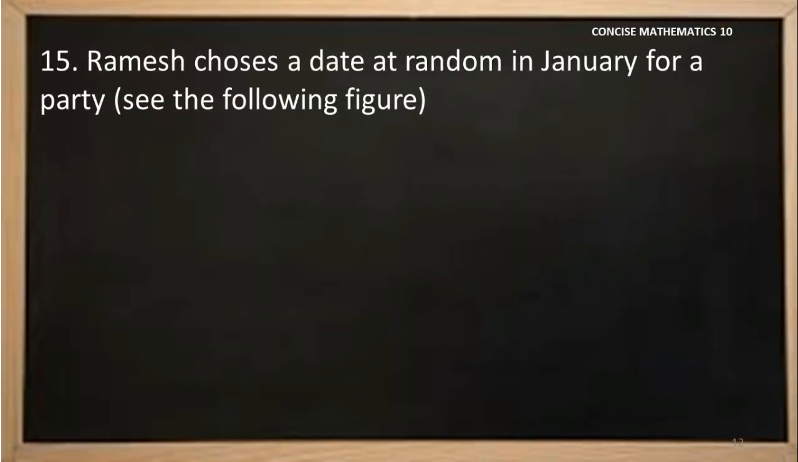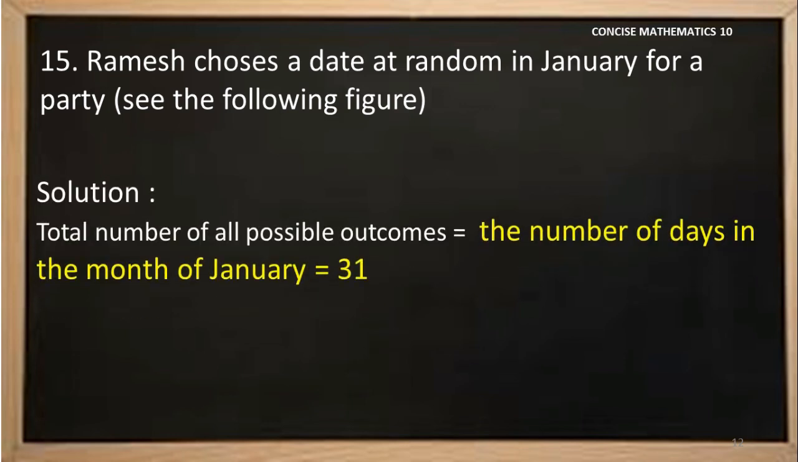Question number 15. Ramesh chooses a date at random in January for a party. See the following figure. Kindly observe your textbook, children. It is a calendar with the dates of January month. Now the question is, find the probability that he chooses a Wednesday. Sub question 2, a Friday. Sub question 3, a Tuesday or a Saturday. By observing the given calendar, we can note down that the total number of possible outcomes is equal to the number of days in the month of January, that is equal to 31.